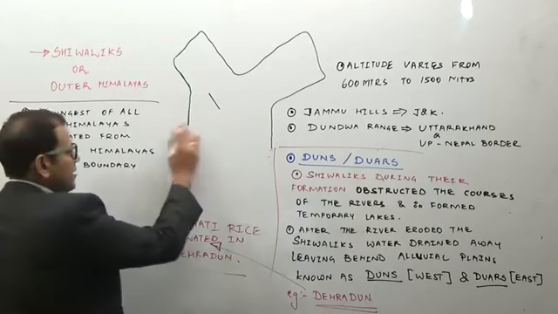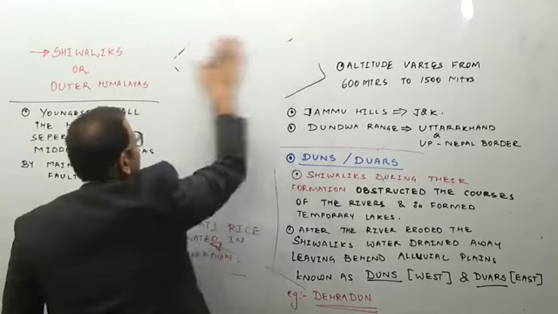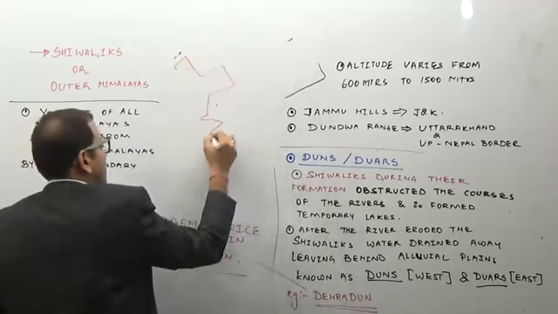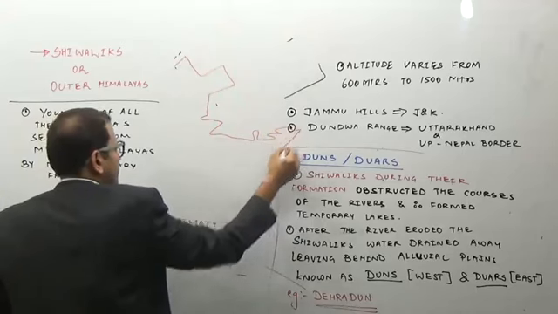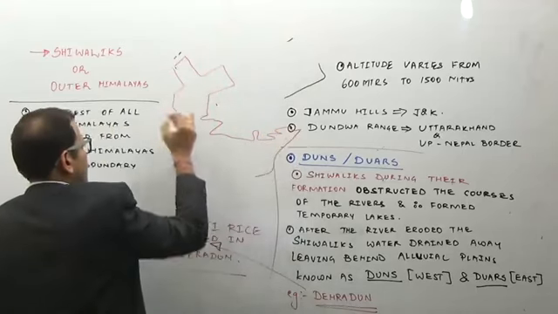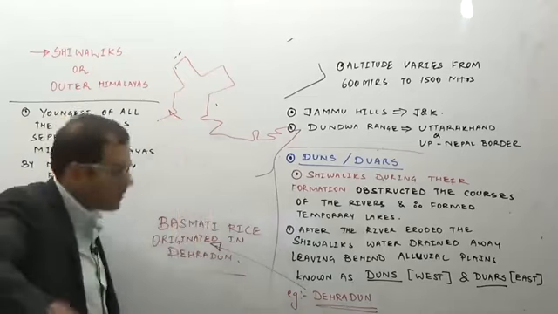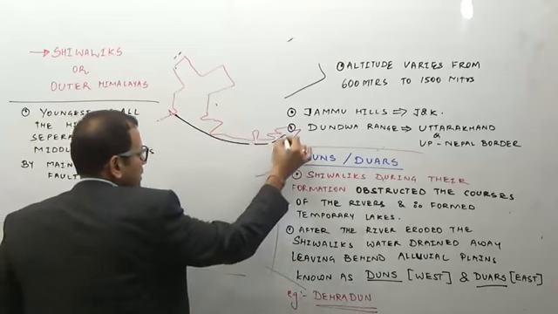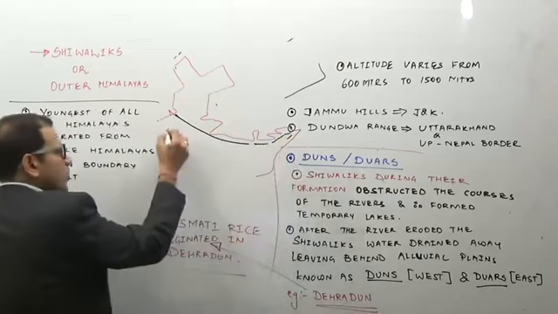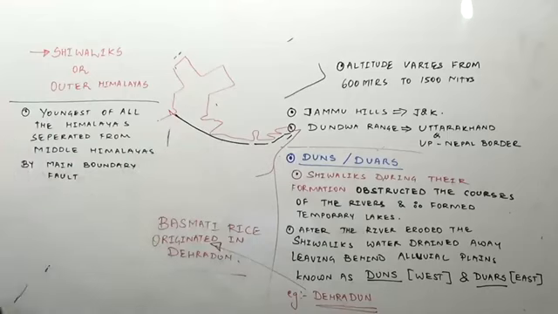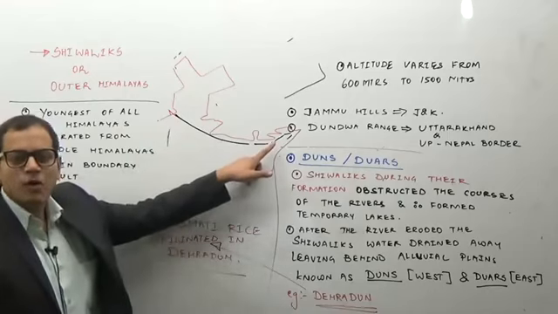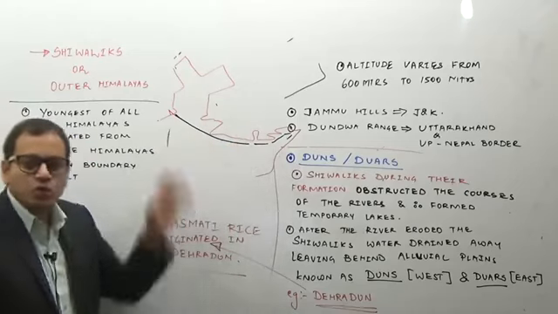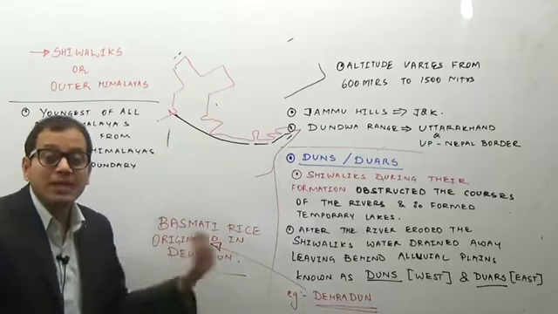So what are the Shivalik ranges? Again I will revise this. Shivaliks are the youngest of all the Himalayas, separated from the main Himalayas by the Main Boundary Fault. These are a series of continuous mountains which are broken by river Tista, and afterwards they rise upwards. These are known as Jammu Hills in Jammu and Kashmir. They are known as Dafla, Miri, Abhor and Mishmi in the Arunachal Pradesh region. They are known as Dundwa range in Uttarakhand and the UP Nepal border.